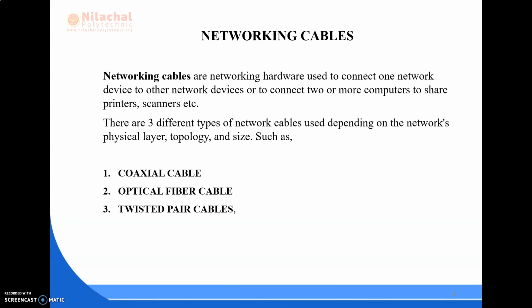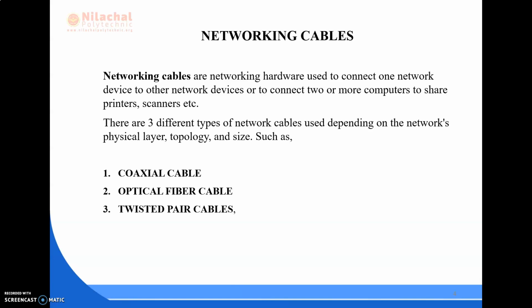Next, we will be discussing the communicating mediums, that is, how a computer is connected through wires or cables with one system and another. For this we have networking cables. There are some different types of networking cables. We will be further learning about these types of cables and their advantages and disadvantages.